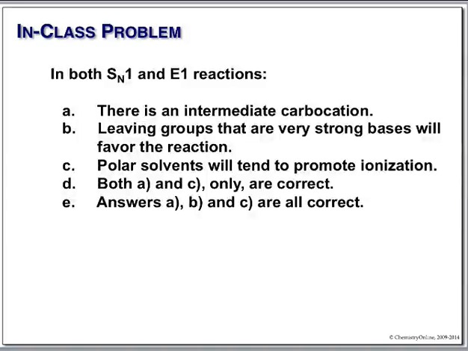Leaving groups that are strong bases will favor the reaction. Actually, that's not true, is it? We want a leaving group that is a strong acid, not a strong base. Strong acid leaving group works very well. Polar solvents will promote ionization. Sure, you're making ions. You want something polar. Once again, A and C are correct.